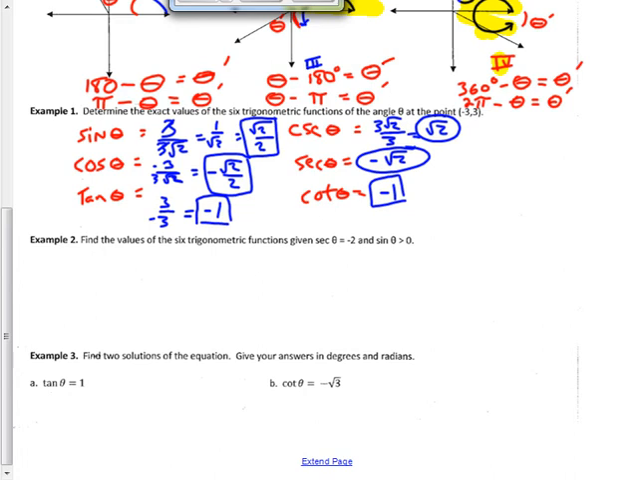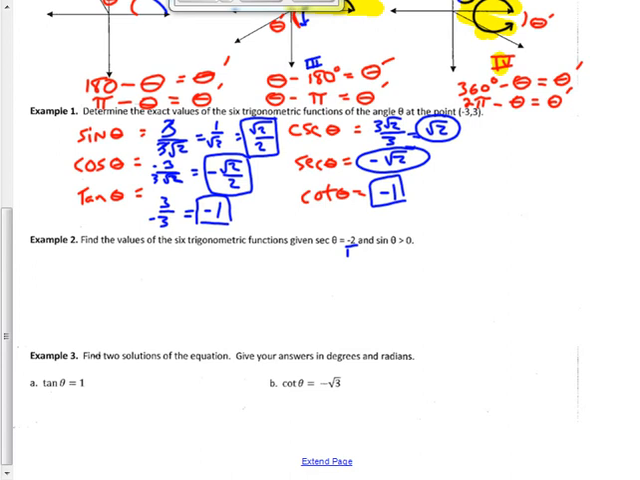So we're kind of taking a look at each one of these. The first one was in an XY coordinate pair. The second one is giving us some information about secant. Well, secant is 1 over cosine. And so I've got secant is equal to negative 2.